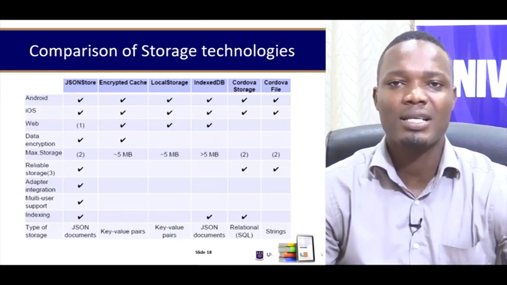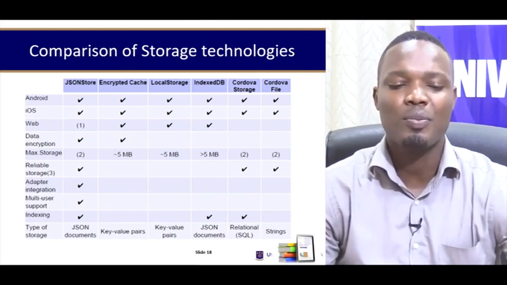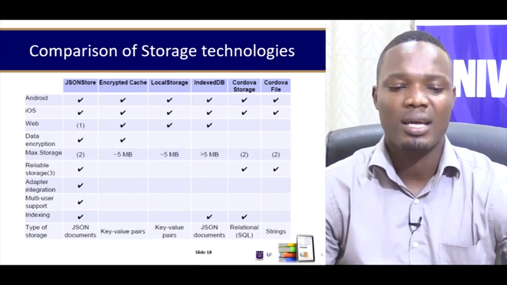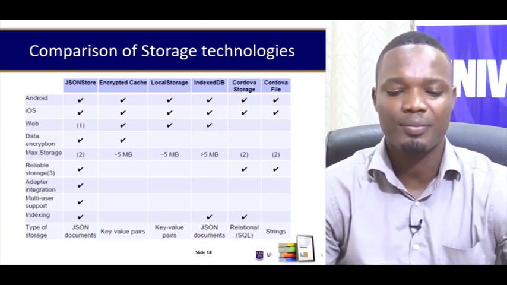Here is some comparison of the storage technologies. And now you can see that the JSONStore has a lot of these properties. It's supported in Android, iOS, web. It allows for data encryption. It has a higher maximum storage capacity. It can integrate adapters. It supports multiple users. And then it also supports indexing. Comparing that to the other storage technologies, we can say that the JSONStore is superior.